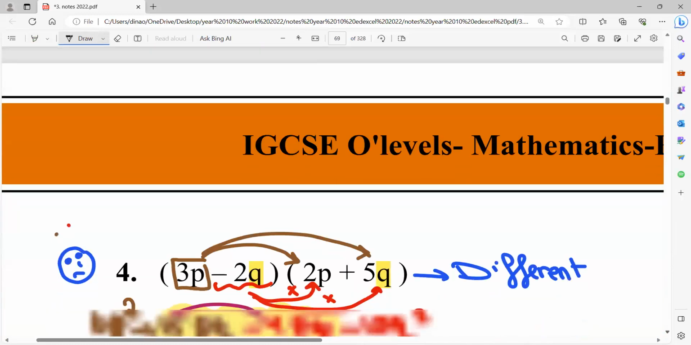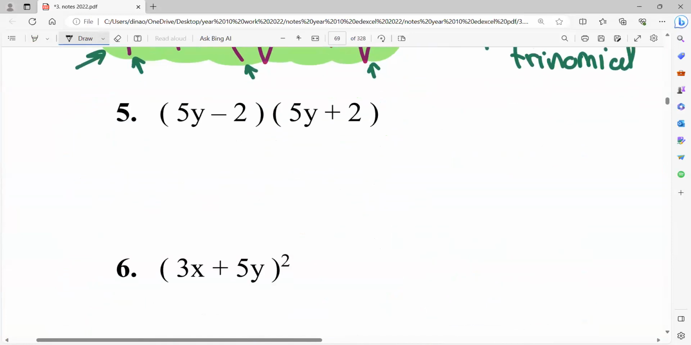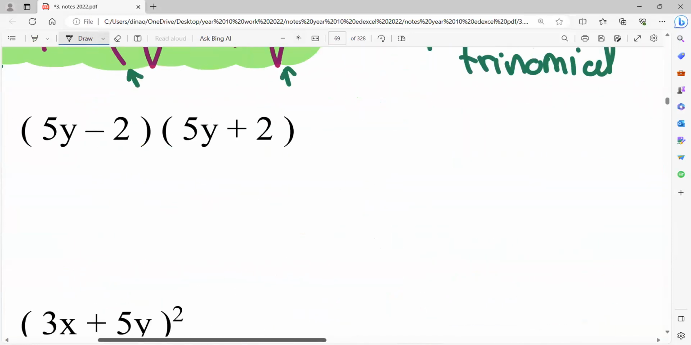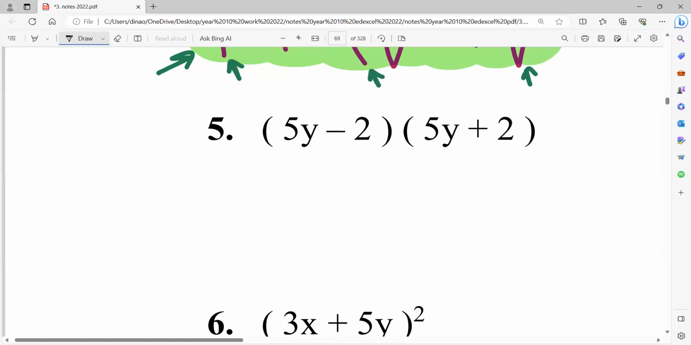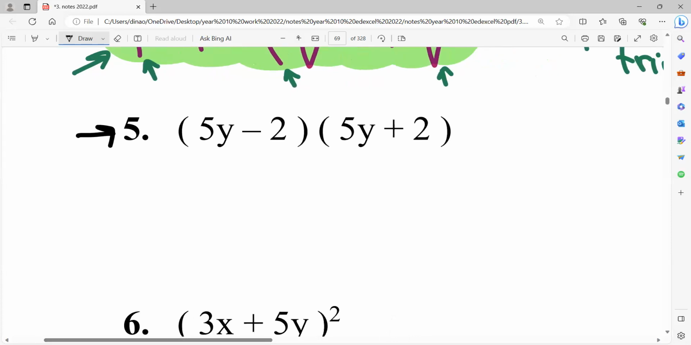Moving on to this question over here, I'm actually going to zoom in because I'm going to add another question next to question number 5. Now, question number 5, let me zoom in a bit more. Okay.